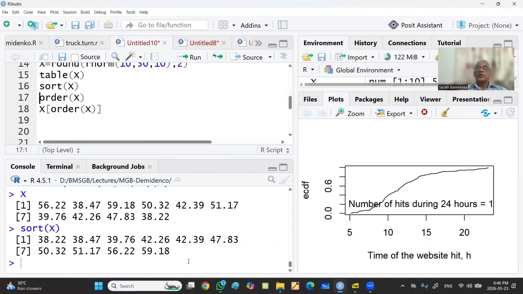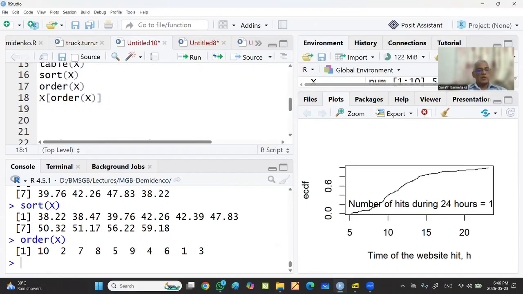But the book gives you another method. It uses this way to get the sorted data: x within square bracket order x. So there it is using some other function called order x. So let's look at what this order x means. Order x, first of all. So I have x there. So let's see order x. Order x gives you these numbers. There are 10 numbers. Order x gives you these numbers.